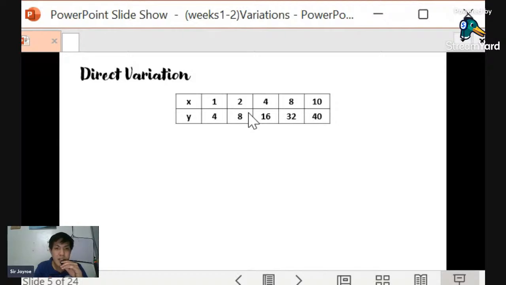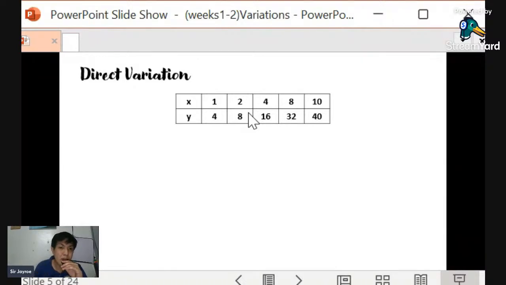So if we're going to take a look at the x variable, ang mga value ay 1, 2, 4, 8, and 10. So it keeps on increasing. Pataas ng pataas yung ating x value. And then y values 4, 8, 16, 32, and 40. If we're going to take a look at the behavior of y, nag-i-increase din also yung y. Di ba katulad nga ng sinabi ko kanina, for us to know if the given is direct variation, if the first quantity increases, the second quantity should also increase. So like what happened here.